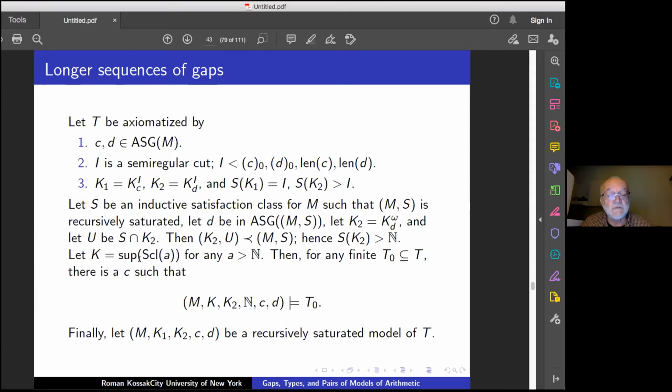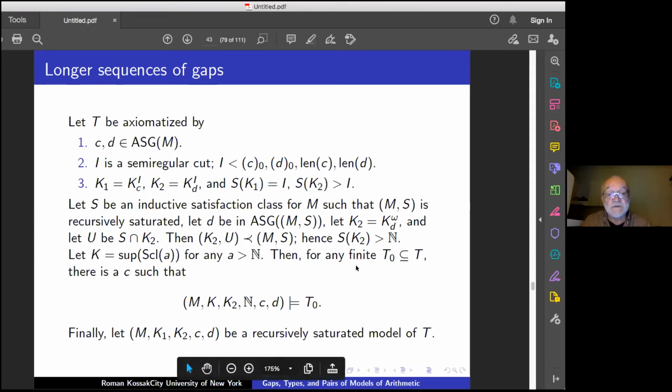well, so there are two things that happen. K has cofinality omega. So this I here for S is exactly omega, and its S of it is also omega because it takes no non-standard satisfaction classes at all.